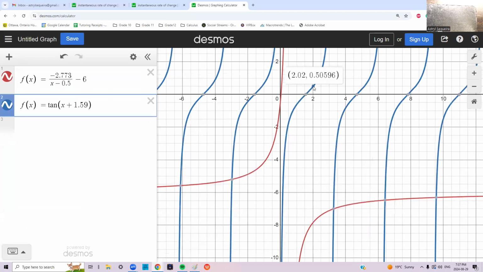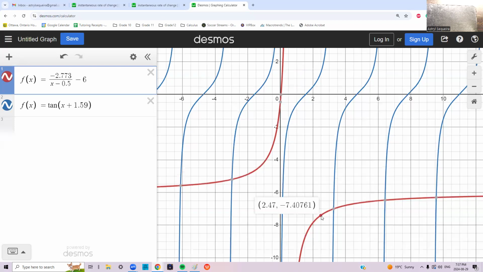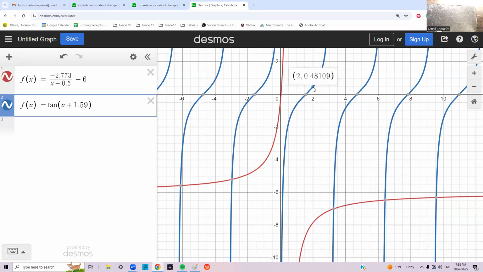So I want to make these 2 points the exact same. This is 2 and 0.48 approximately, and this is 2 and negative 7.85. So you just have to do 0.48 minus negative 7.5. I'll do that on my calculator. Oh, sorry, 7.5. What am I saying?